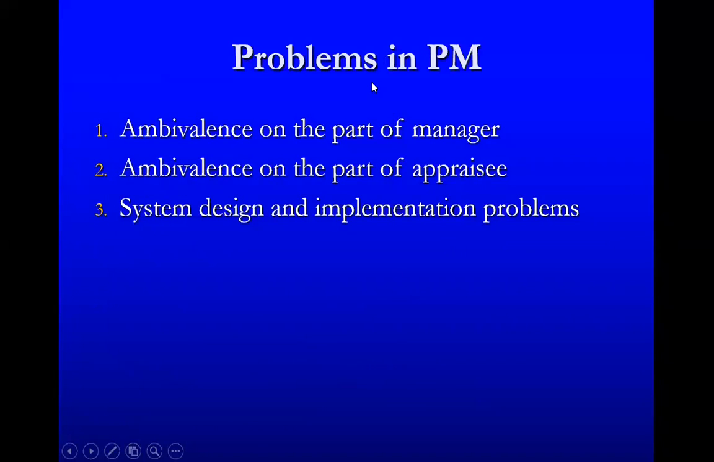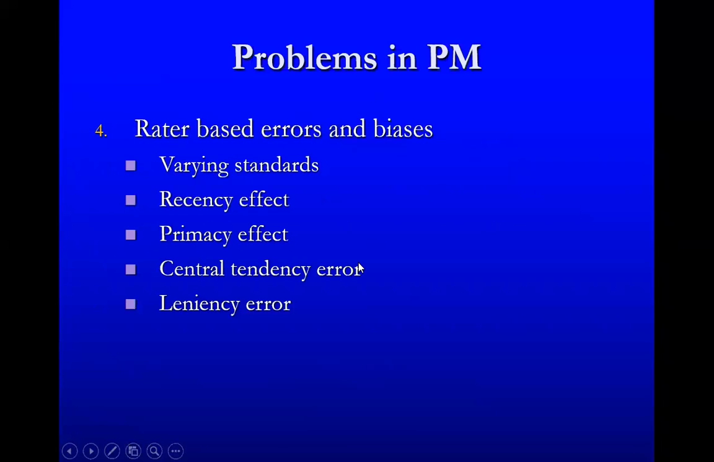So what are the problems in performance management? Problems include ambivalence on the part of the manager, ambivalence on the part of the appraisee, and system design and implementation problems. These are certain problems which are there. Then rater-based errors and biases, like varying standards. For example, to assess an employee Mr. X, I use some standard, and for assessing employee Mr. Y, I have used another, some strict standard. We should not use varying standards. We should use a consistent and same standard for assessing each and every employee.